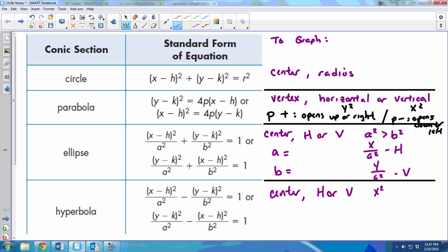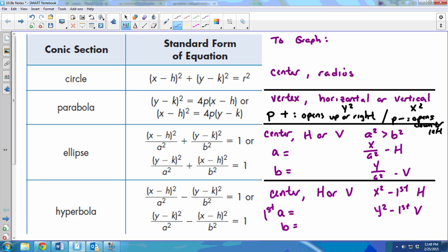So x squared is first. That's horizontal. Y squared is first. That's vertical. You also need to know A and B. A is always first for a hyperbola. And then I'll show you some easy ways to graph a hyperbola today. The graphing part actually isn't going to be as bad as you probably think it is. I'm not asking you to list all the pieces. I'm just asking you to graph it. Okay.